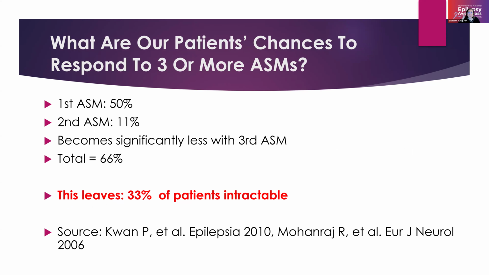So what are the patient's chances of responding to 3 or more ASMs? The patient's chance of responding to the first ASM is 50%. To the second ASM is 11%, but it becomes significantly less with the third ASM. So about a total of 66% will respond to ASM, and 33% are intractable.